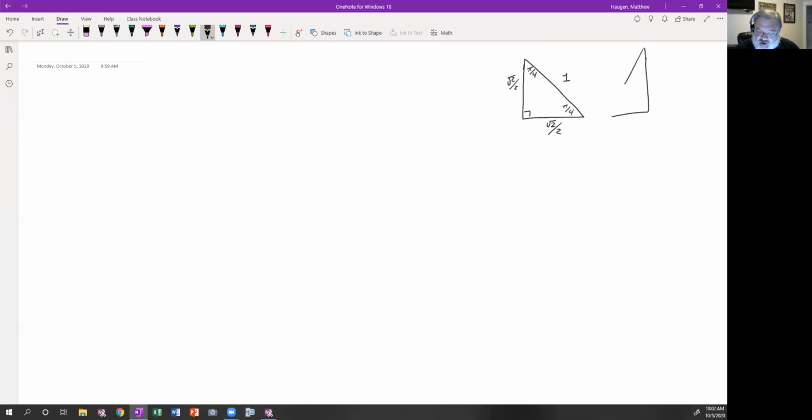We also looked at the pi over 3, pi over 6 right triangle, or the 30-60 right triangle, and found that, again, if we let that hypotenuse length be 1, we could compute that this short side was 1/2, and this long side was the square root of 3 over 2.